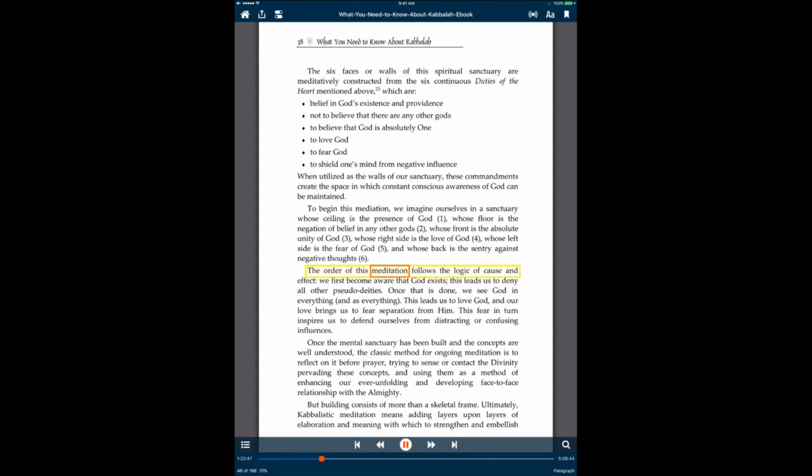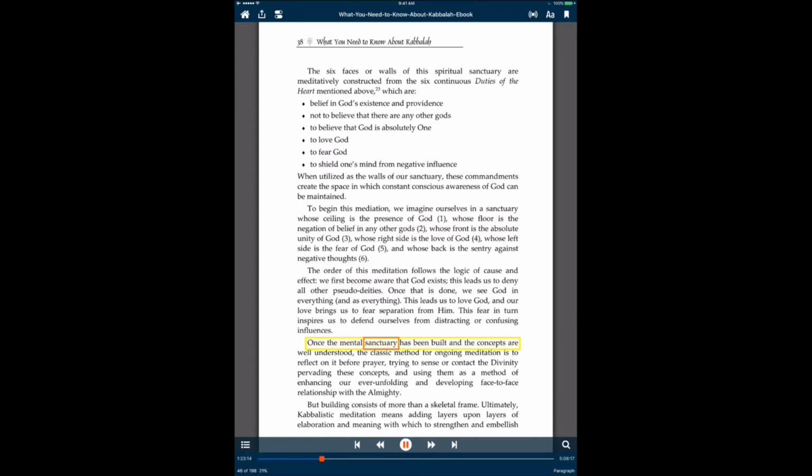The order of this meditation follows the logic of cause and effect. We first become aware that God exists. This leads us to deny all other pseudo-deities. Once that is done, we see God in everything, and as everything. This leads us to love God, and our love brings us to fear separation from Him. This fear in turn inspires us to defend ourselves from distracting or confusing influences.